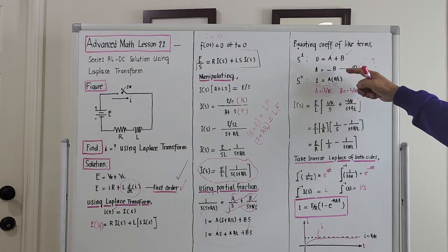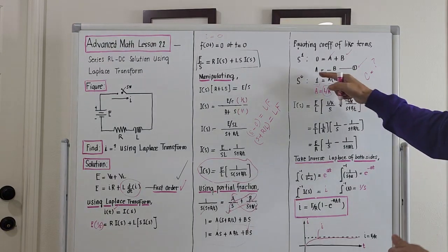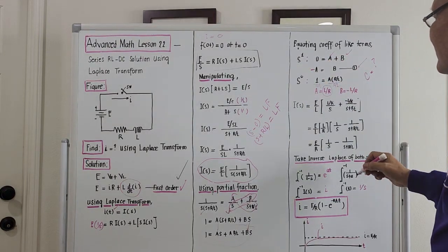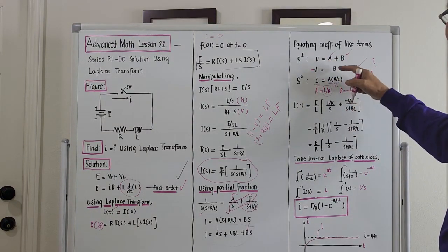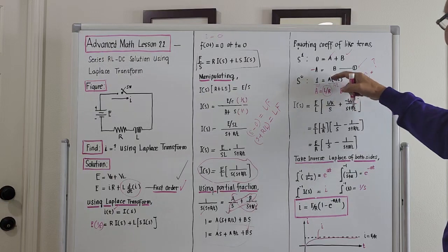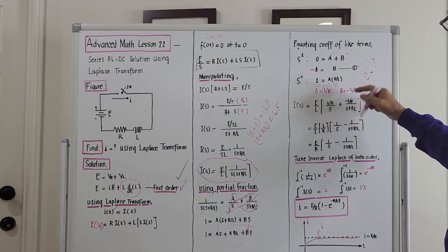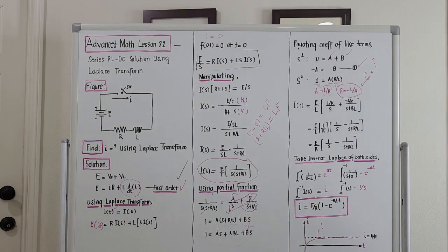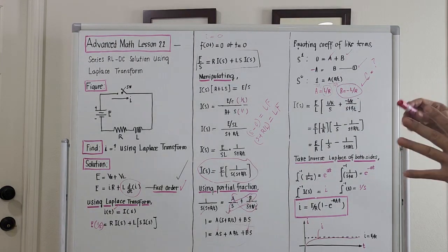Therefore, B will be the negative equivalent, because A is equal to negative B, or B is equal to negative A. Therefore, B now should be, take this value A and place it on the negative side. So actually B is negative L over R. That's just pure algebra.